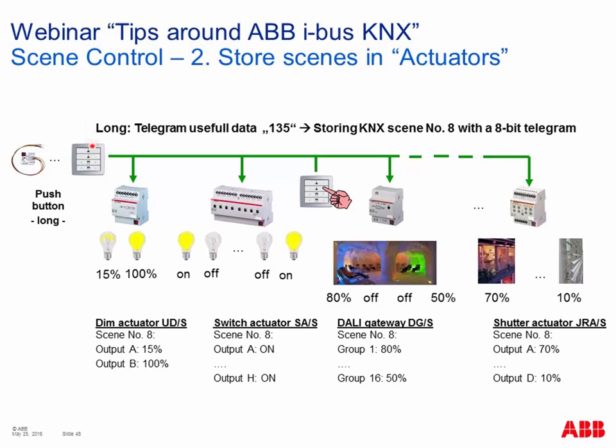Now when we press long, then we can store the scene. Maybe before, the end user changed the value of the DIM actuator, he changed the position of the shutters, of the blinds, he switched some lights on and off, and then he pressed longer than 5 seconds, and then the device sends the value 135, this command store scene number 8, which is our useful data 135, and all devices know, okay, I have to store now my value 50%. This is my new value for my output A. The next time when we call scene number 8, he has exactly these values, this situation in his building or in his room.